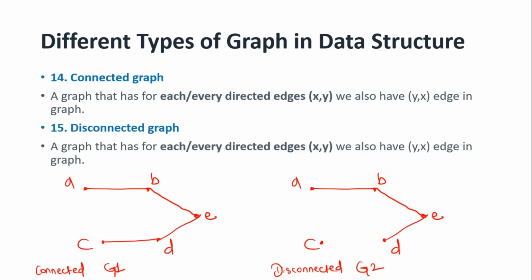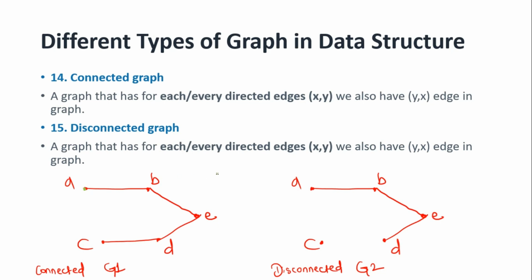Connected graph and disconnected graph. If from every vertex you can reach any other vertex in the graph, then that graph is called a connected graph. For example, from vertex A I can go to vertex B, I can go to vertex D, I can go to vertex C by using this path, so this graph is a connected graph.